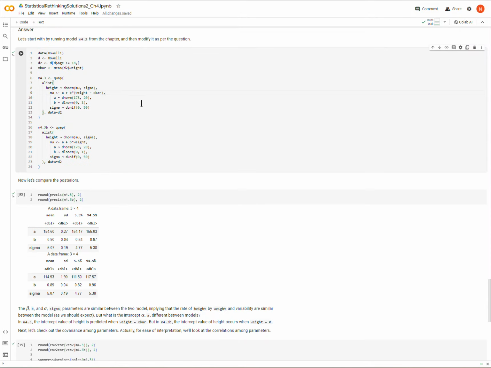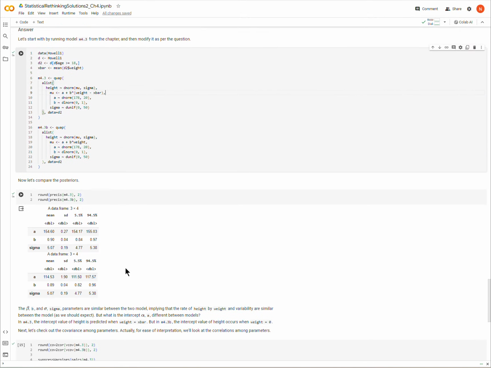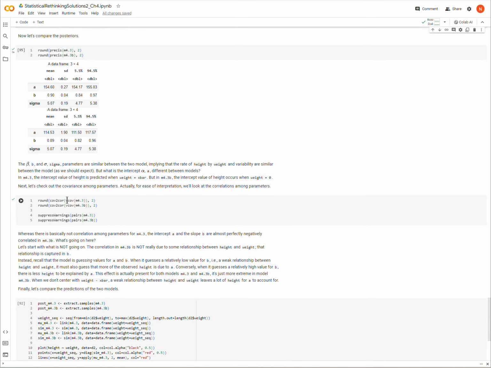The other thing that the question wants us to do is to examine the covariance among the parameters. So the covariance among A and B, A and sigma, and B and sigma. And so that's what we'll do here. But rather than looking at the covariance, which we could do, the variance covariance among all of these, we're going to convert it to a correlation just because it's a little bit more natural to look at.